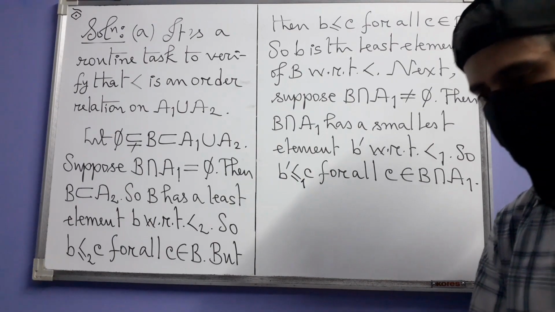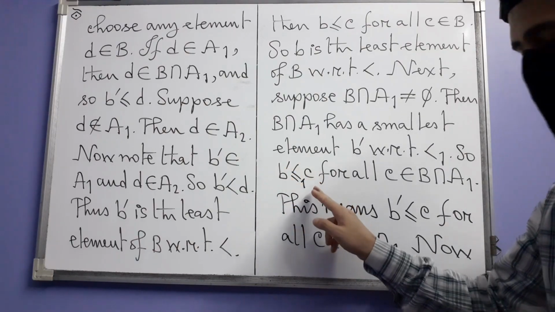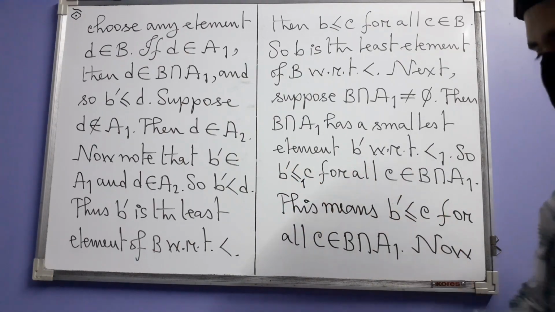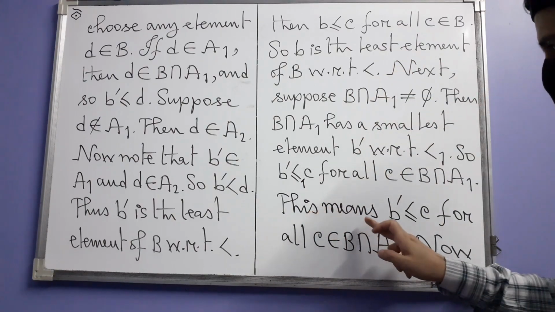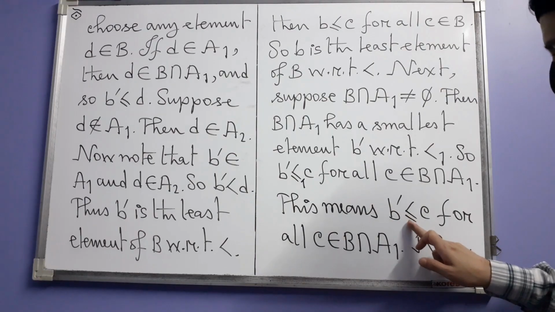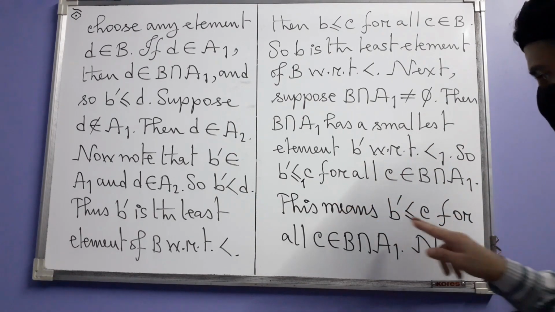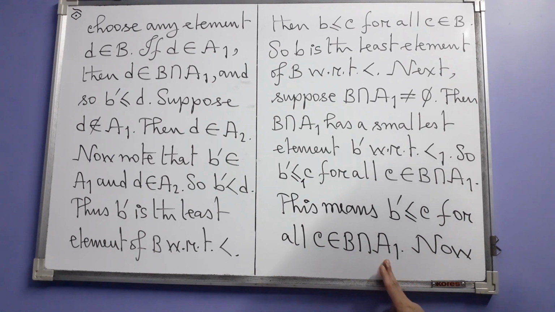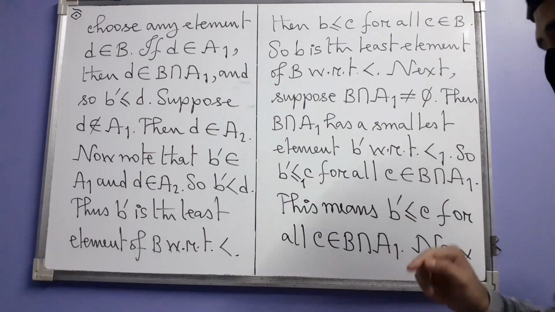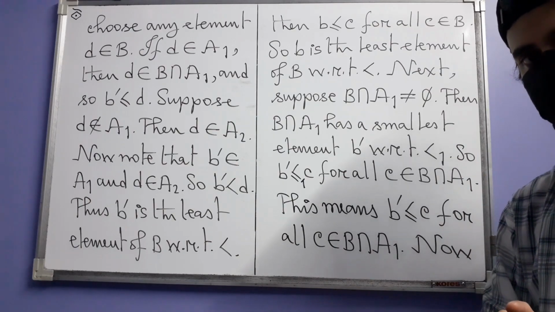Let's see. So let us first write the consequence of this alone. What does this mean? Just like that part, this means that B prime is less than or equal to C with respect to the new relation for all C belonging to B intersection A1. And now next we want to show that this B prime actually is the smallest element of B.